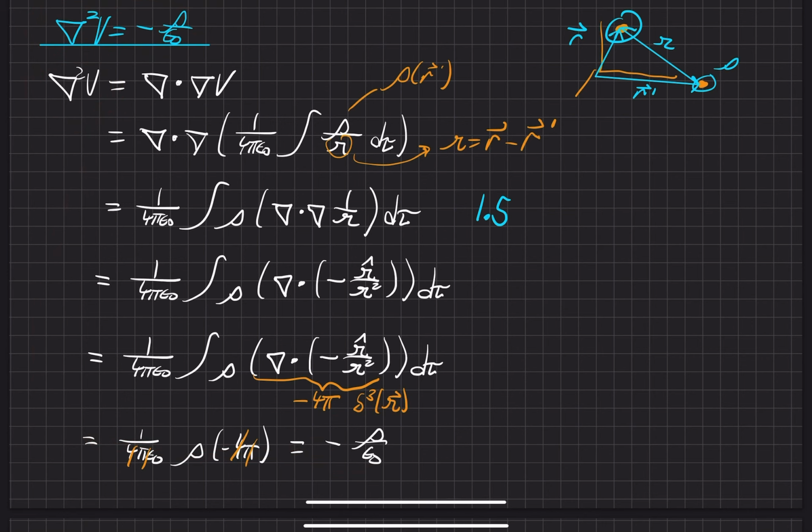So it does work out. Poisson's equation does work out, especially for this case where we're using infinity as a reference point to evaluate the electric potential, so for a non-infinite charge density.